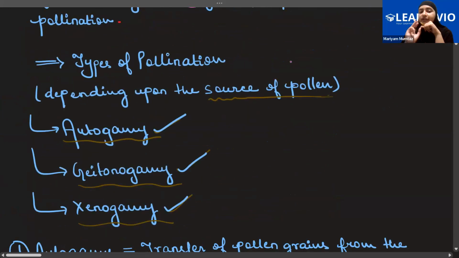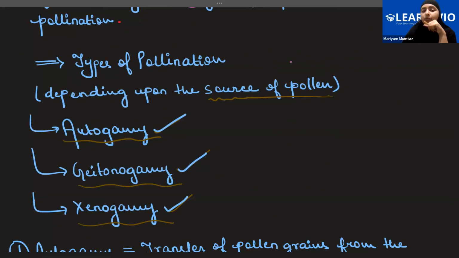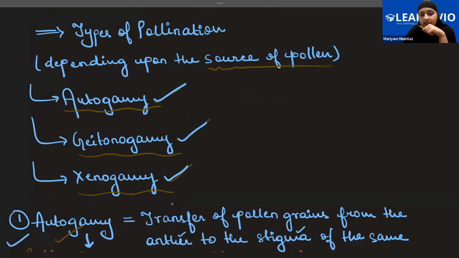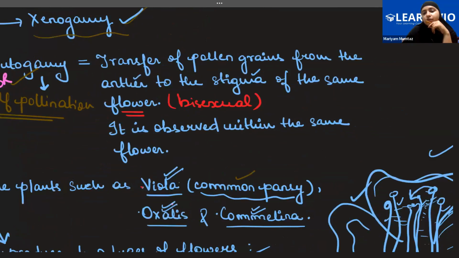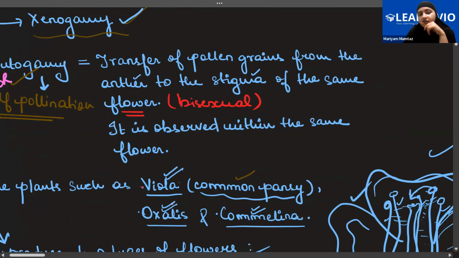Now, pollination is of three different types depending upon the source of the pollen, or how many plants are involved. There are three types of pollination. One is autogamy, second is geitonogamy, and third is xenogamy. Talking about autogamy, the other name for autogamy is self-pollination. In this case, the pollen grains are transferred from the anther to the stigma of the same flower. The flower is the same, meaning the condition is bisexual. And it is observed within the same flower.